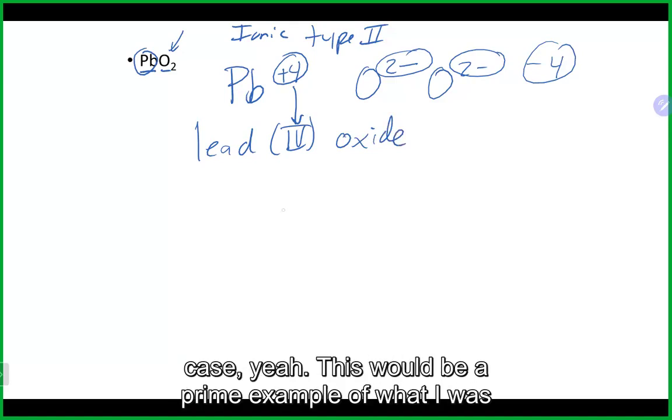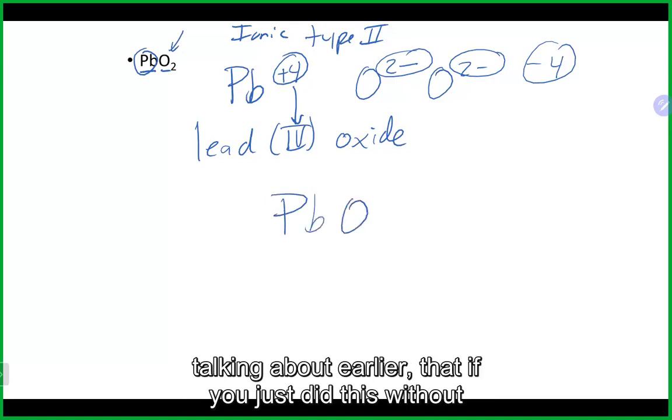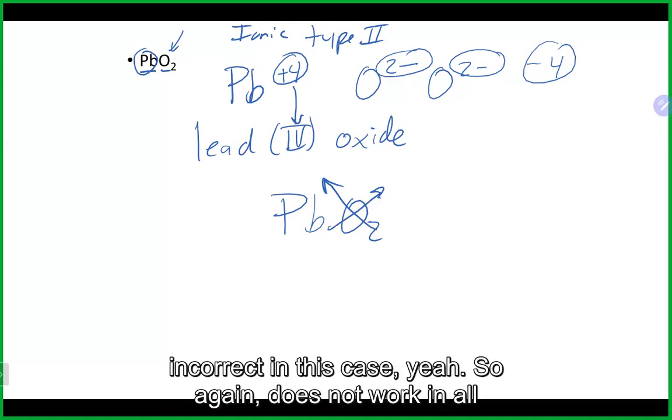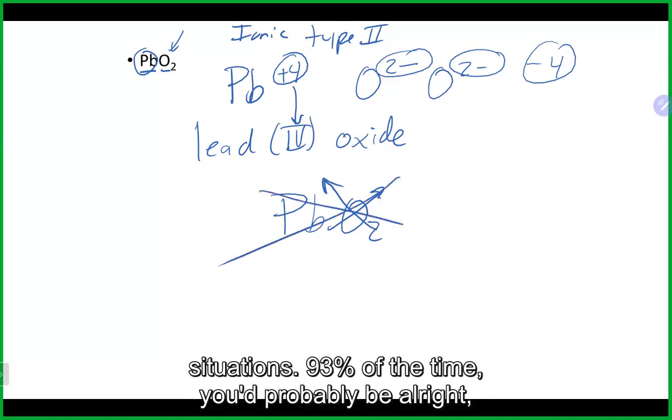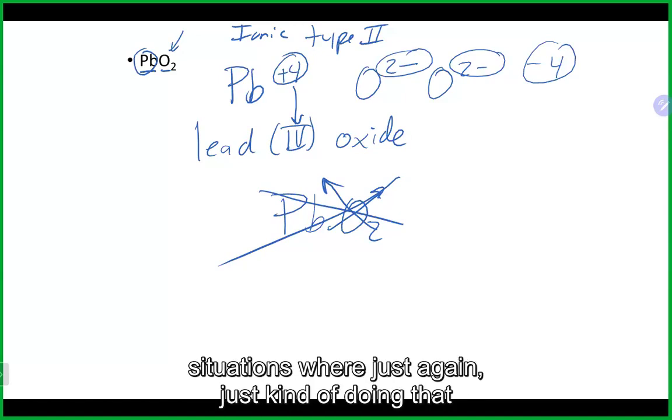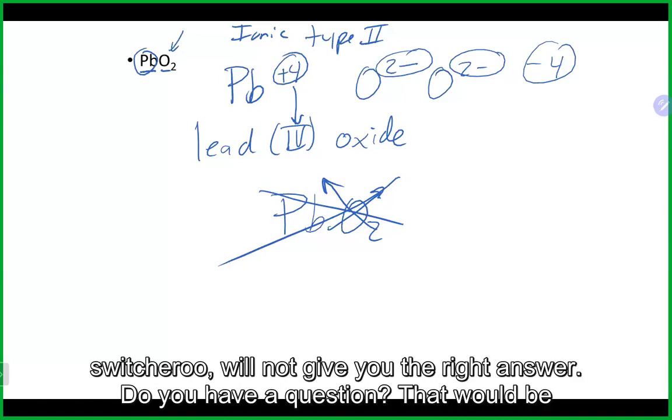This would be a prime example of what I was talking about earlier, that if you just did this without thinking, you would end up with lead 2, which would be incorrect in this case. So again, it does not work in all situations. 93% of the time, you'd probably be all right. But, 7% not so all right. So there's a lot of situations where just kind of doing that switcheroo will not give you the right answer. Do you have a question?